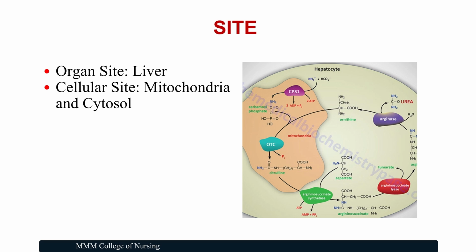And the cellular site is the mitochondria and cytosol. This is a unique feature of the urea cycle. It takes place in both compartments of the liver cell. So steps 1 and 2 occur in the mitochondria, and steps 3, 4 and 5 occur in the cytosol. This is a key exam point. The urea cycle spans two cellular compartments: one is the mitochondria and the other is the cytosol.